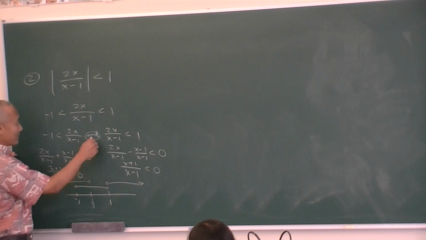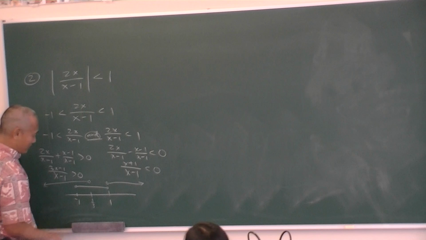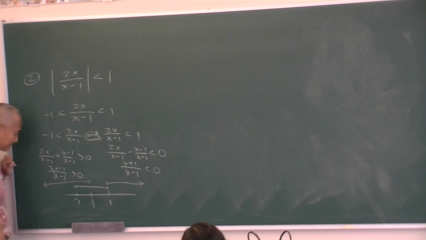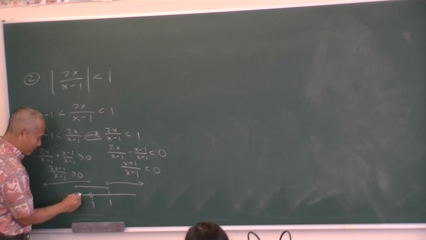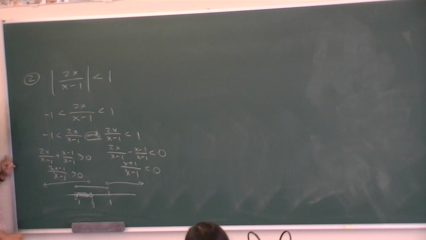So now, and means intersection. Now look at these two graphs. Where do they overlap? Where is the overlap between them? Between negative 1 and 1/3. So I'm guessing your problem is you guys forgot how to solve inequalities. Yeah.